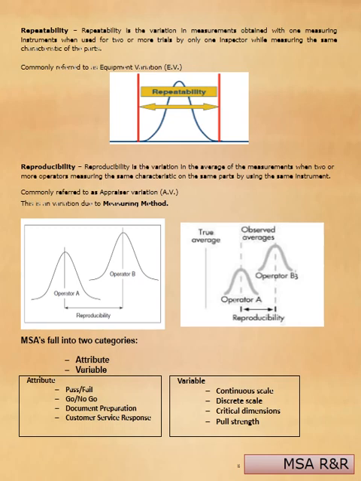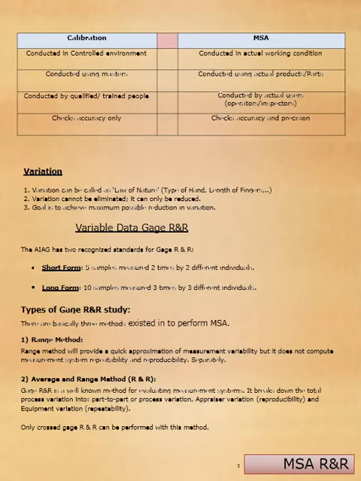MSA falls into two categories, attribute and variable. Attribute is normally used in the final inspection, like pass/fail decisions, go/no-go, document preparation, customer service response. Variable: continuous scale, discrete scale, critical dimension, and full step.